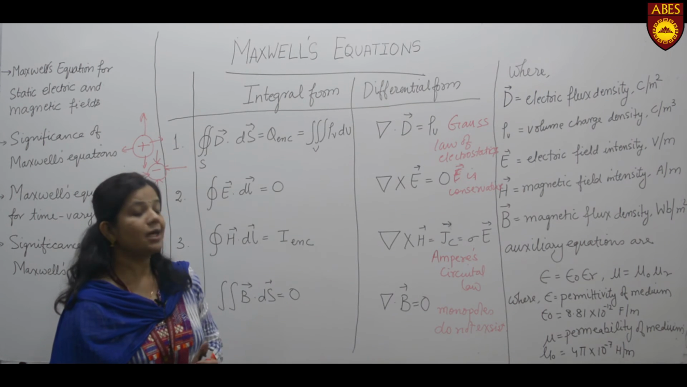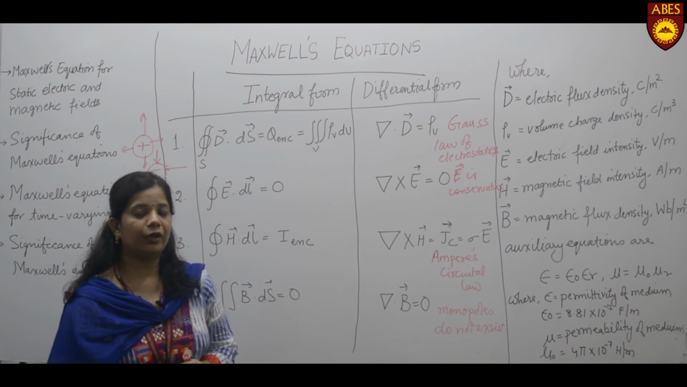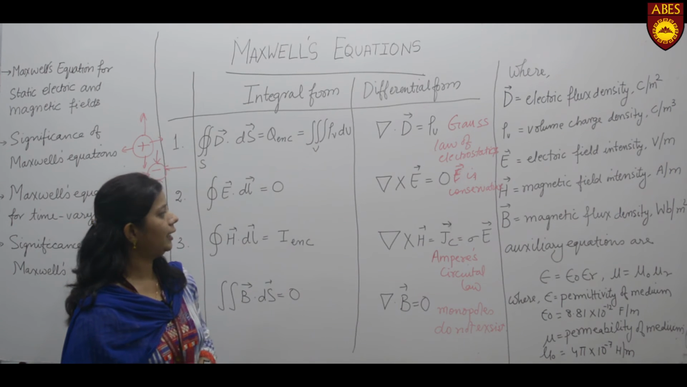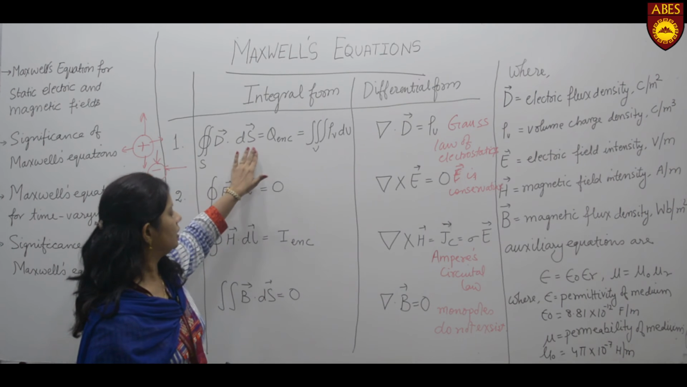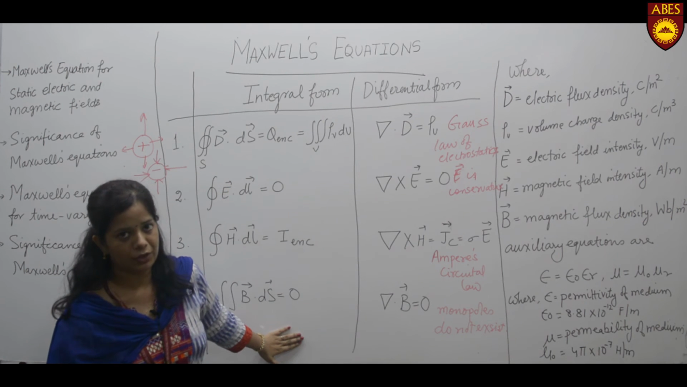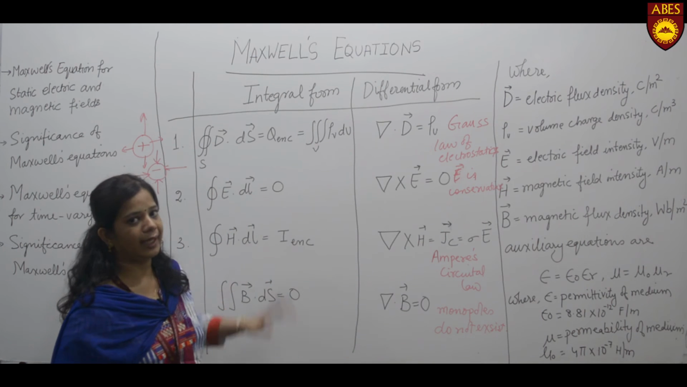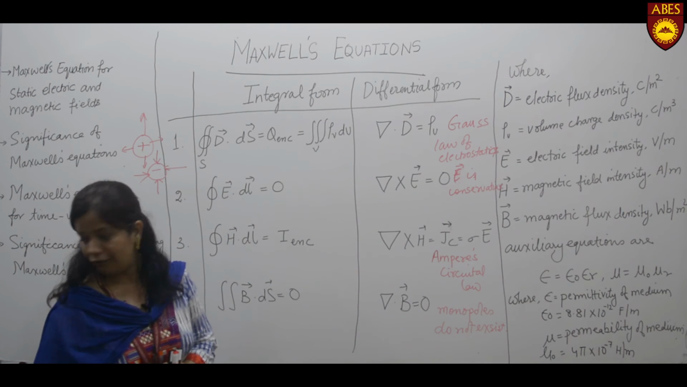Now we will discuss how these equations change for time varying electric and magnetic fields. For time varying electric and magnetic fields, the first equation and the fourth equation remain unchanged. There is a change only in the second and third equation of Maxwell.